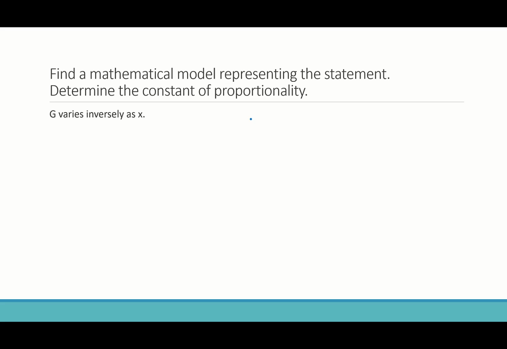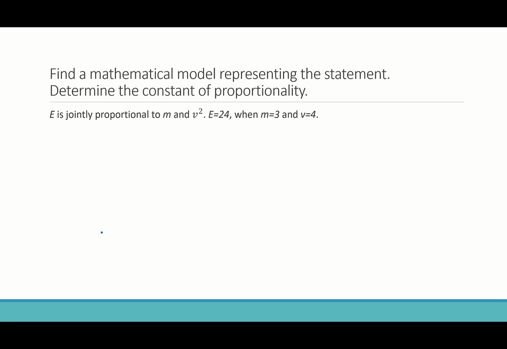Up next, we're told that g varies inversely as x. So this is inverse. This time we're looking at y equals k over x. And based on the information we're given, instead of y, we're going to replace it with g equals k over x. To me, I would say k is 1. And so in this case, we're going to have g equals 1 over x, and that would be my mathematical model.